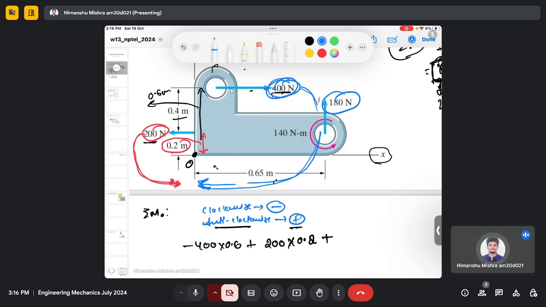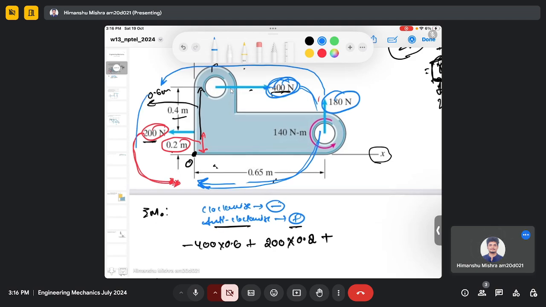this 180 Newton force again is creating the movement about point O, and based on the direction of this force, the direction is upward, which means it will rotate about point O in the anti-clockwise direction. So again it's anti-clockwise, so it's positive, so it's 180 multiplied by perpendicular distance. This is the vertical force, which means the perpendicular distance is horizontal. So my perpendicular distance is 0.65.